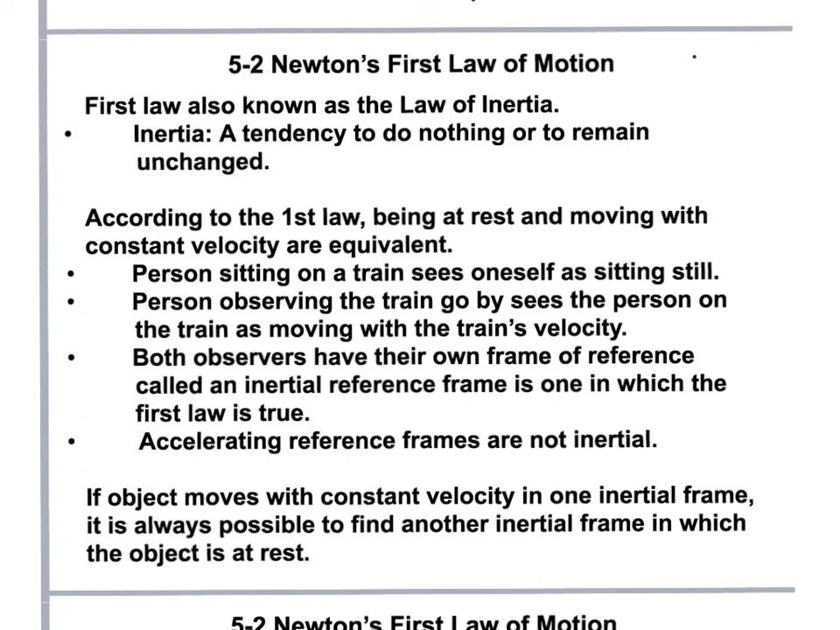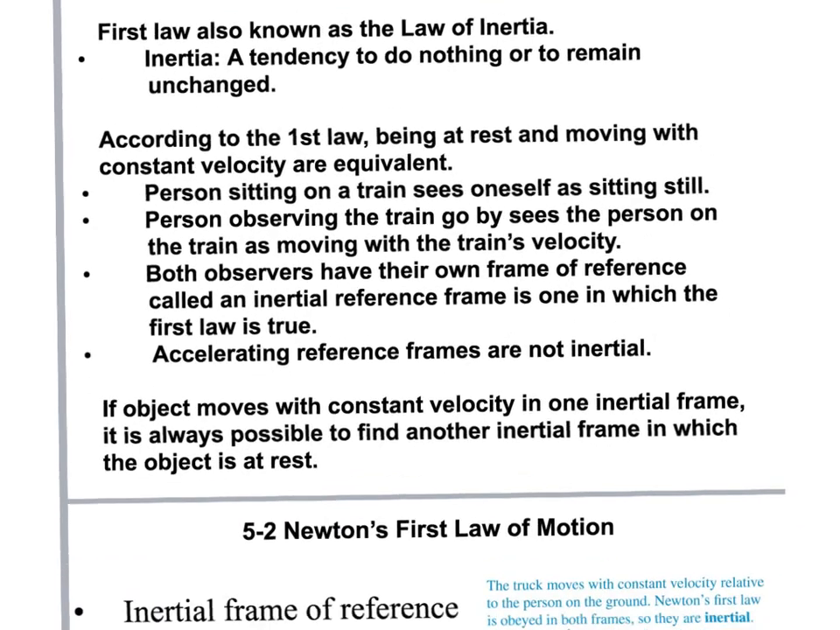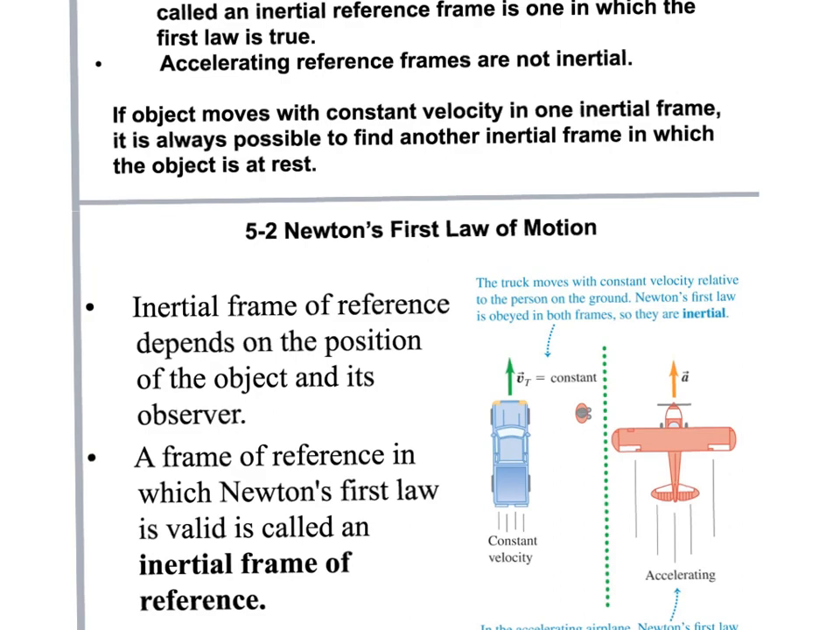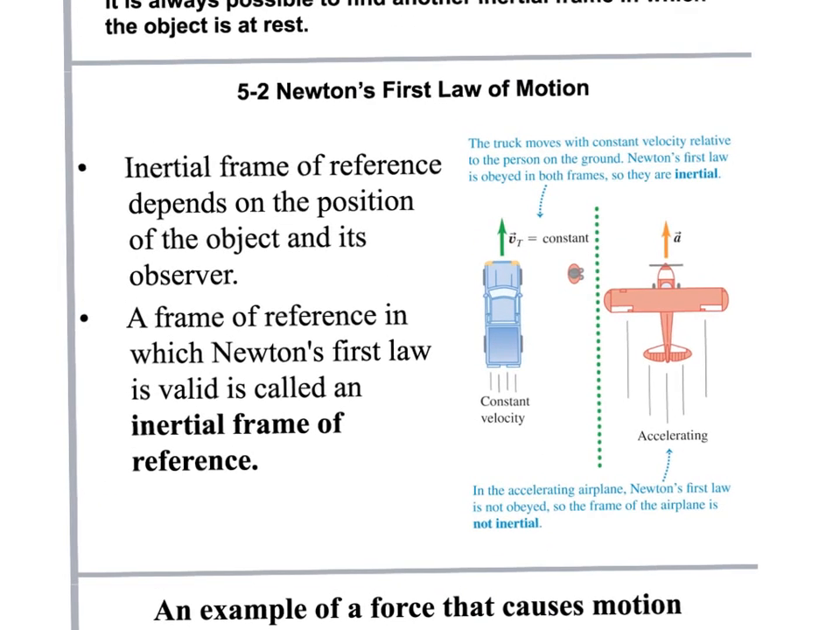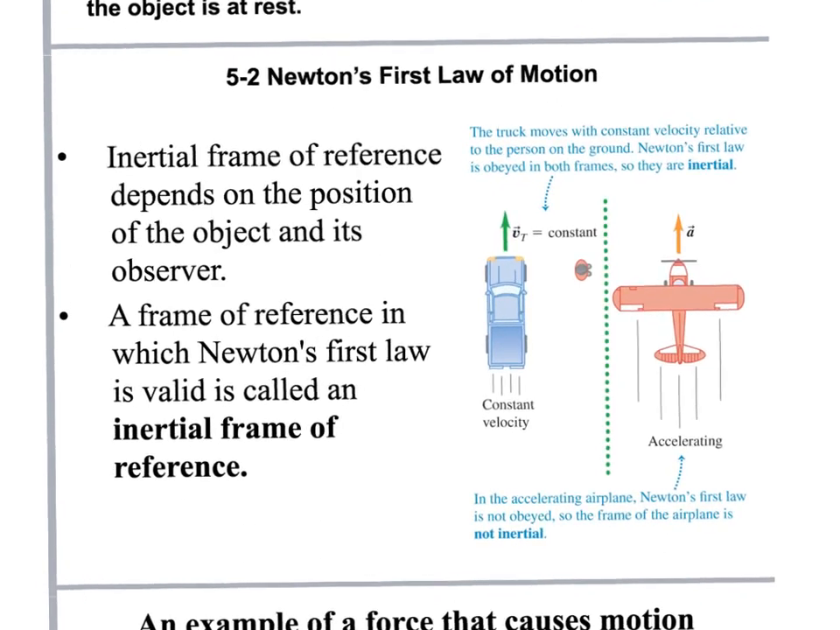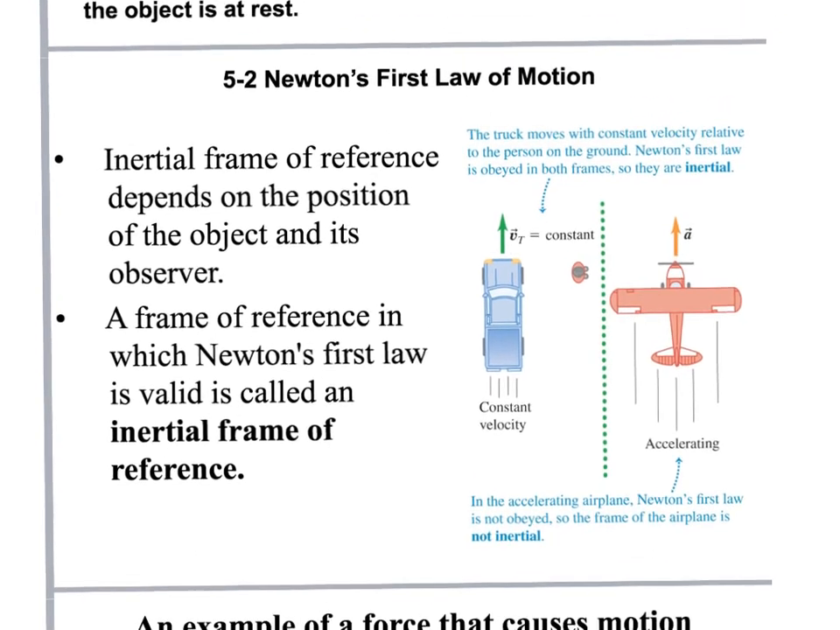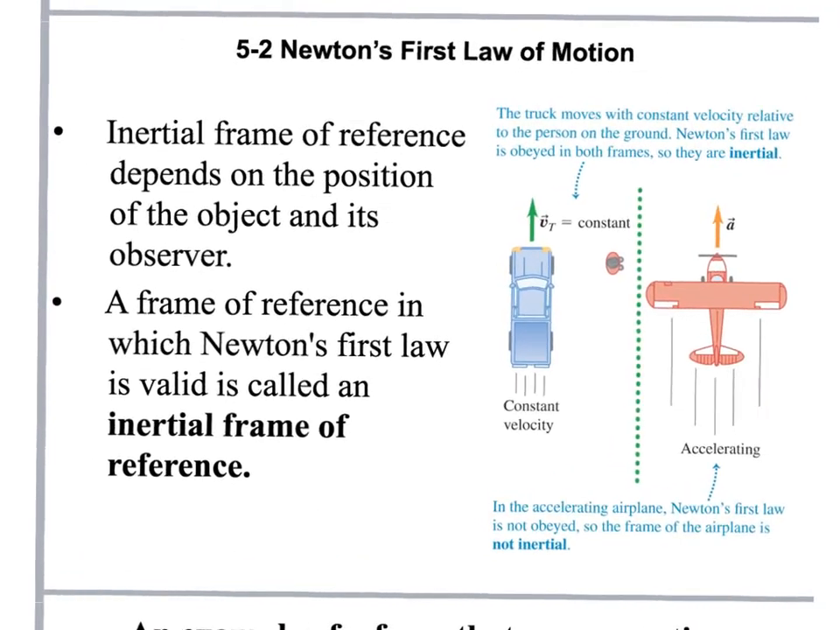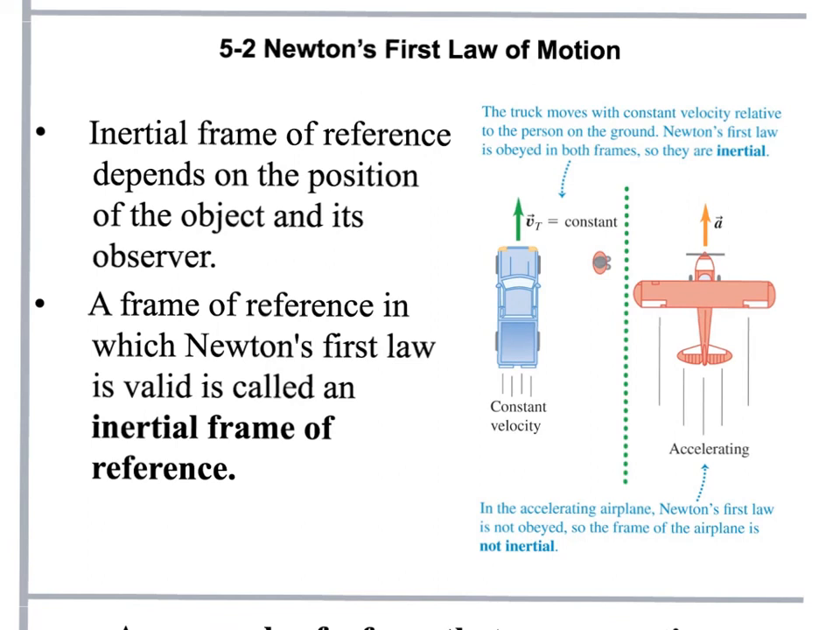And then our last point here is that if an object moves with constant velocity in one inertial frame, it is possible to find another inertial frame in which the object is at rest. Looking at our inertial frame again, it depends on the position of the object and the observer. In the accelerating airplane, Newton's first law is not obeyed because the plane is not at rest, and it's also not moving with constant velocity.